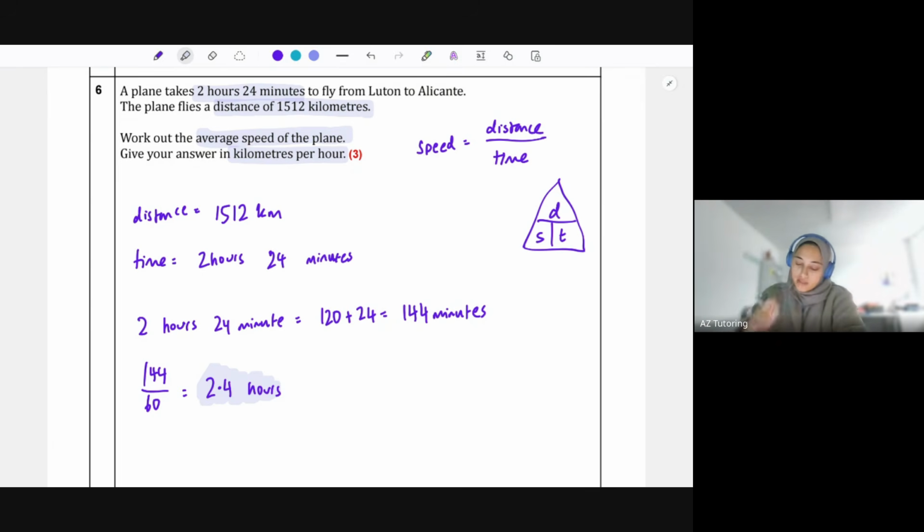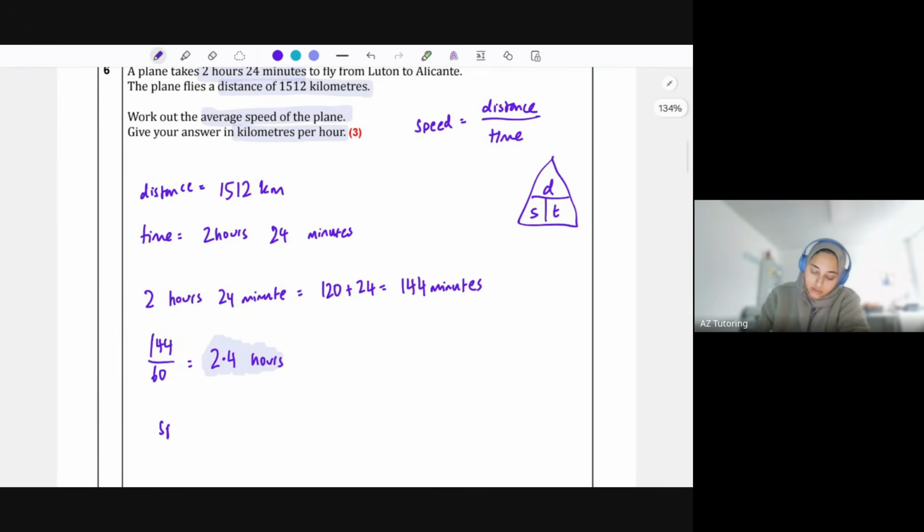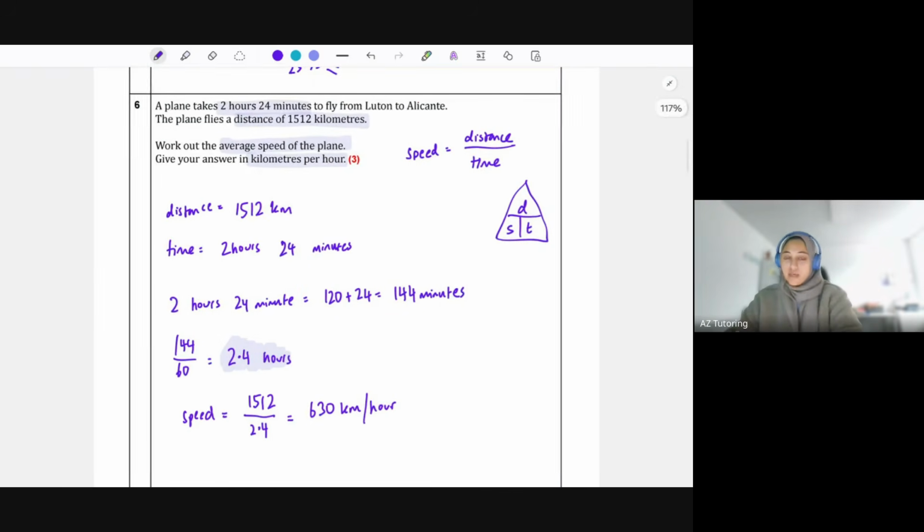Okay, so we've got all the units that we require now, so we just need to plug it into the equation. Speed equals distance, which is 1512, divided by time, which is 2.4 hours. Putting that in the calculator, 1,512 divided by 2.4, we get 630 kilometers per hour. It's a nice 3 marker there.